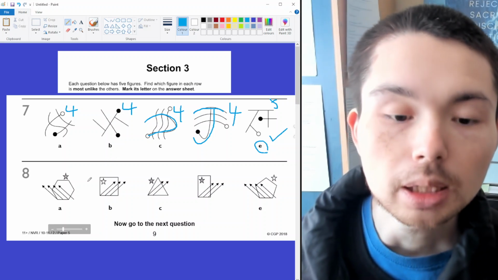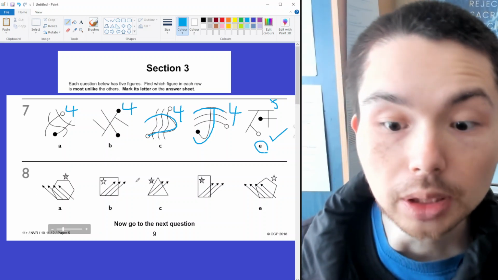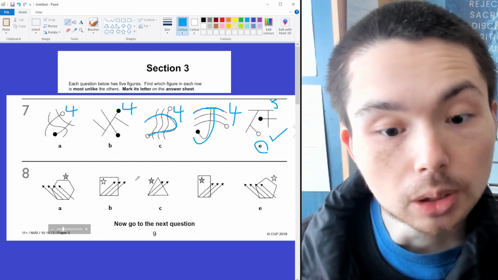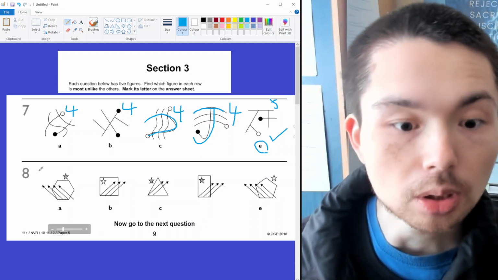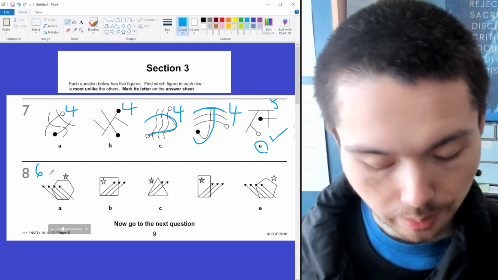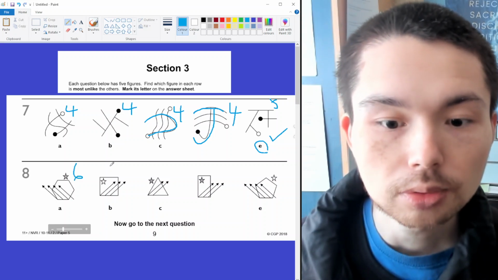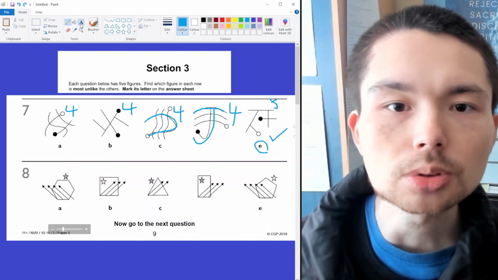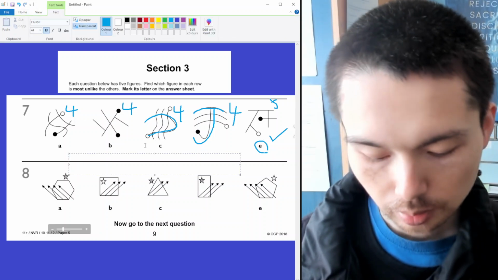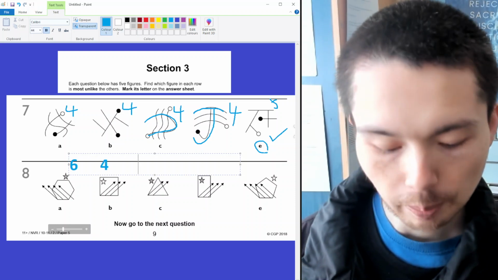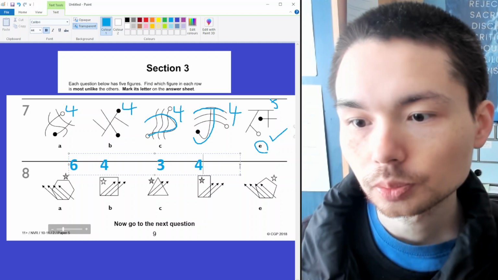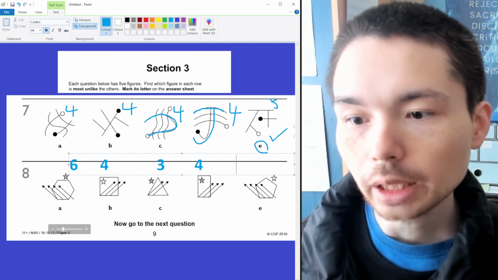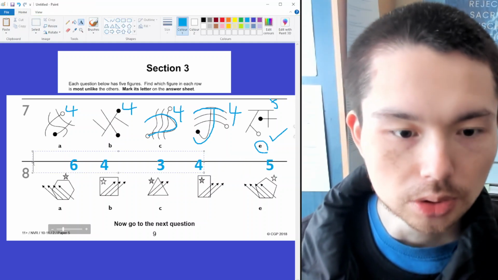Question 8. What stands out to me are the shapes and the arrows. I don't think the stars matter at the moment because we got grey and we got white. It doesn't matter. Let's put the sides up top. So we have 6. The sides here, 6, 4. No, I'm going to type it or else it's too slow for me. 6, 4, 3, 4, and 5. So those are the sides of the shape.